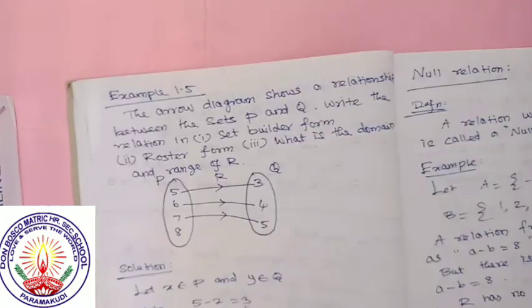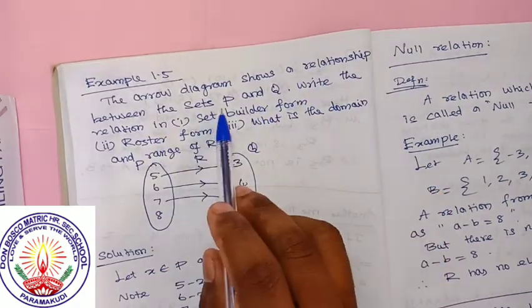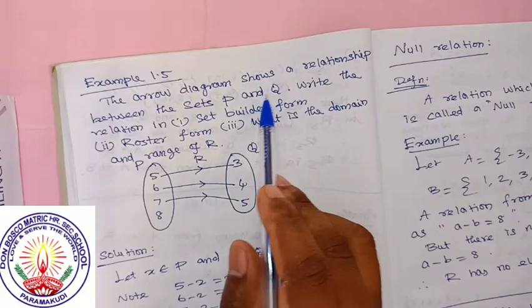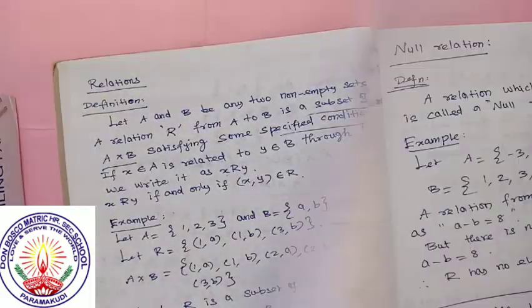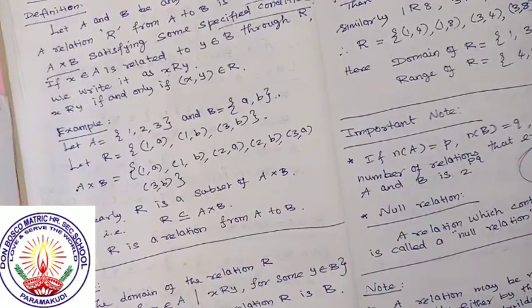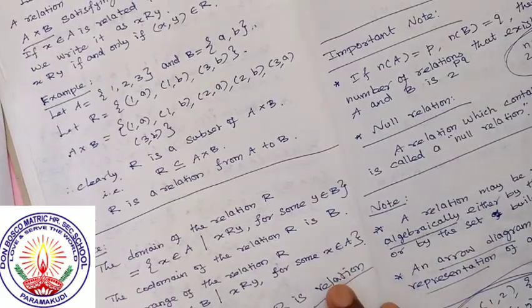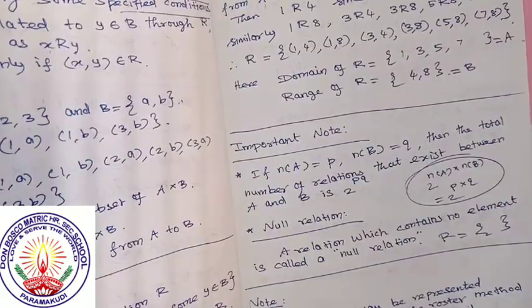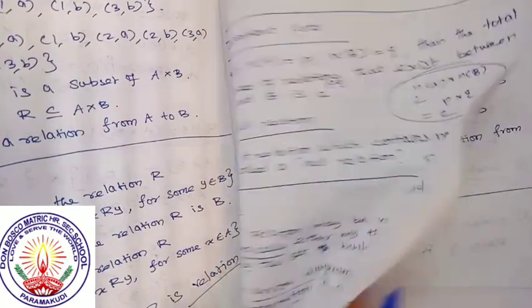Now another example, an important 2 mark question, example 1.5. The arrow diagram shows a relationship between the sets P and Q. Two sets are given and the arrow diagram is represented. Already in the last class we have discussed this in the note. An arrow diagram is the visual representation of a relation. So if an arrow diagram is given, it means it is a relation.